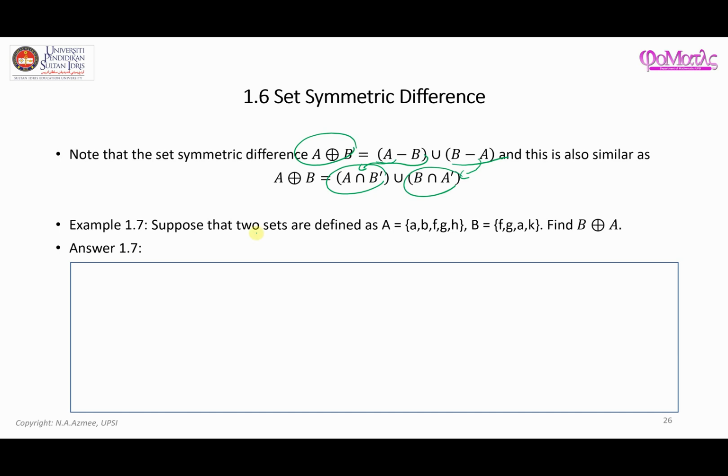So suppose that we have two sets that are defined as A and B, and the question is asking you to find the symmetric difference of B and A. So when you want to find the symmetric difference of B and A, this is basically related to finding what is set difference of A and B, and then you have the union process of set difference of B and A.